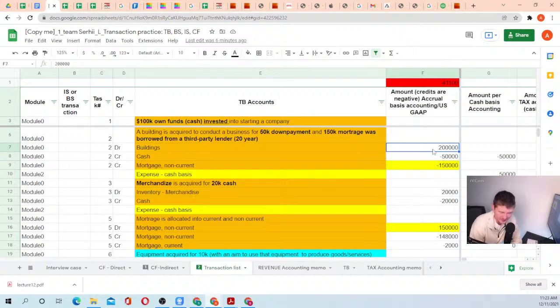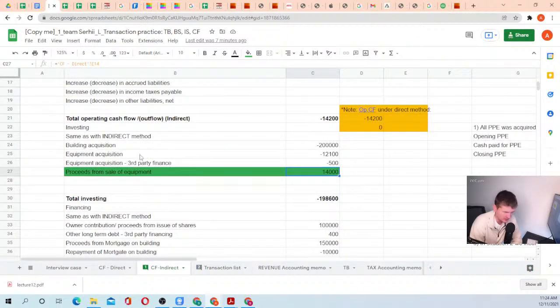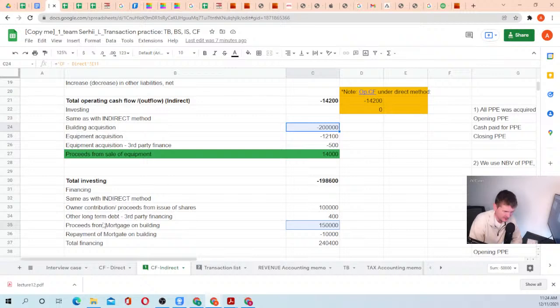In that case, we report gross amounts. We report the total cost of the building and the non-current mortgage. If we go to our cash flow, here it is: building acquisition, 200,000 cash outflow, proceeds from mortgage on building, 150,000. So the net 50,000 is our cash outflow, and the mortgage is in financing activities.